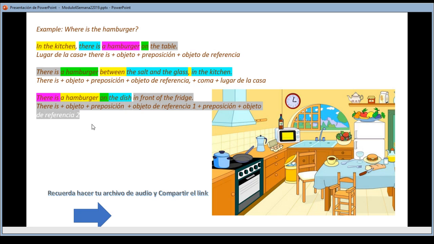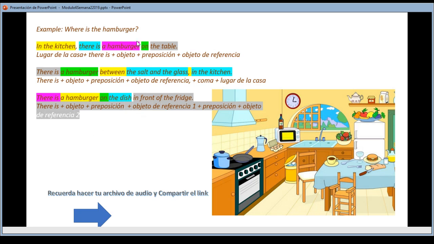Next example. There is a hamburger on the dish in front of the fridge. As you can see, the order here is there is, para decir ahí está o ahí hay, el objeto, la preposición, el objeto de referencia número 1, otra preposición y el objeto de referencia 2.